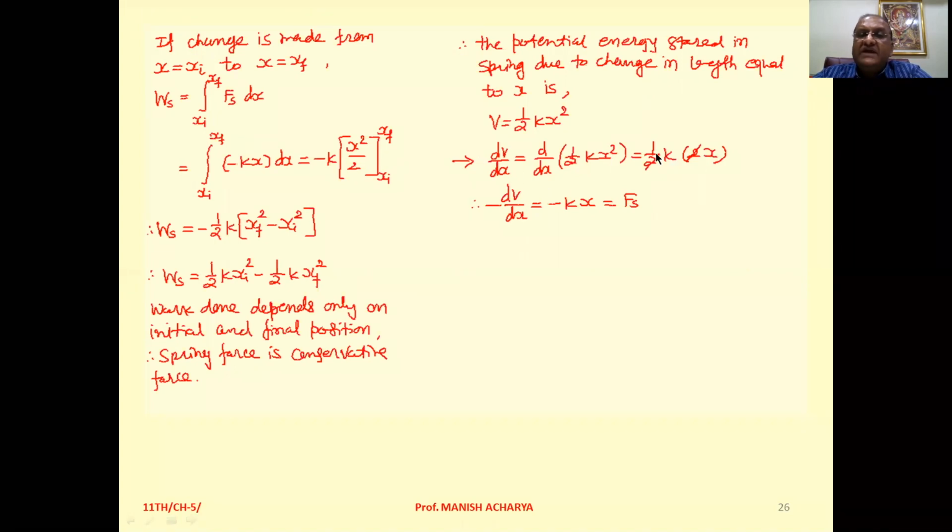Now multiply both sides by minus 1. So minus dv by dx equal to minus kx, but minus kx is fs. So for spring force, the negative of the rate of change of potential energy is equal to the spring force. So here we proved that spring force is a conservative force. That is true, because only for conservative forces is this relationship true. Clear to all of you? Yes, sir.